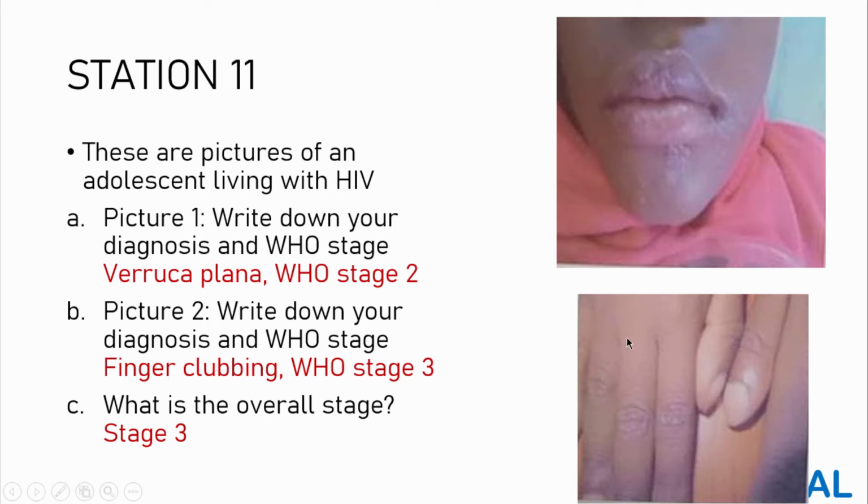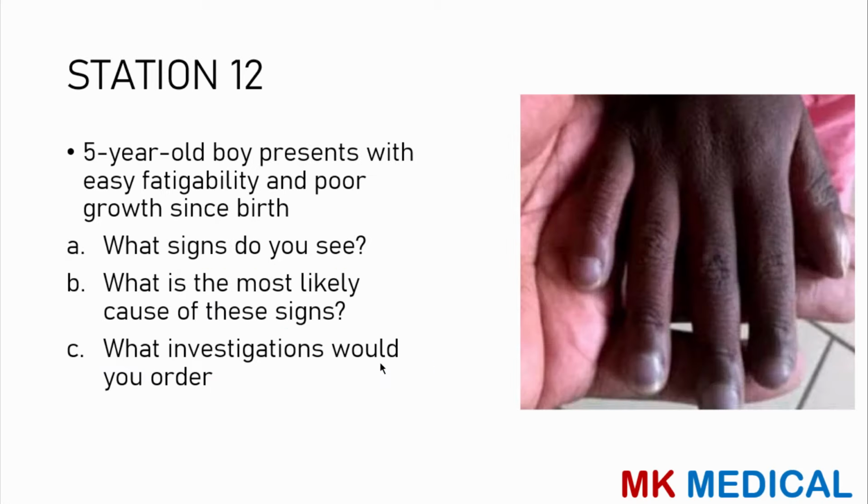Then finger clubbing is what is seen in picture 2, which is seen in WHO stage 3. So the overall stage for this is 3. We usually go with the highest stage or the feature that's from a higher stage.